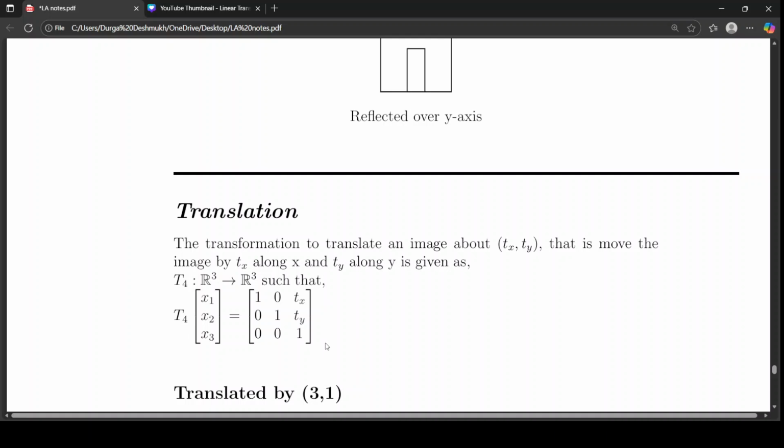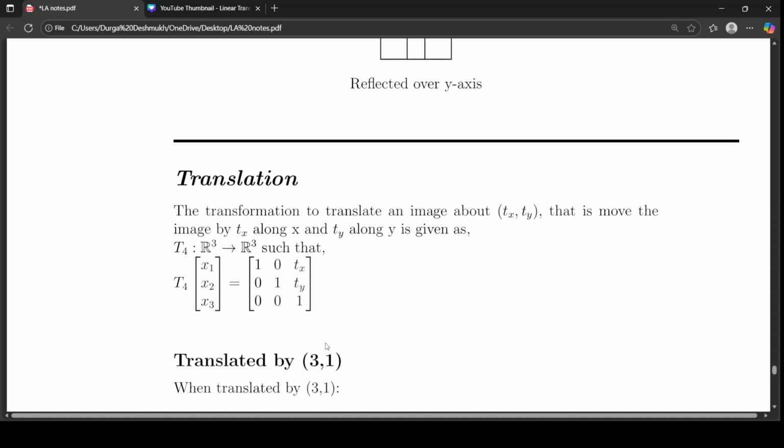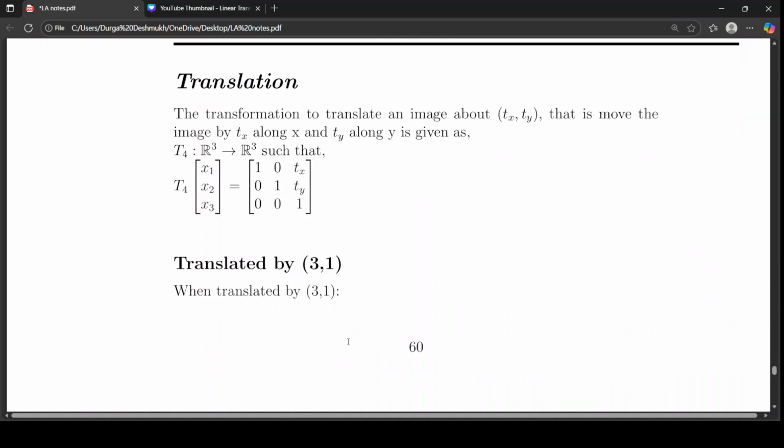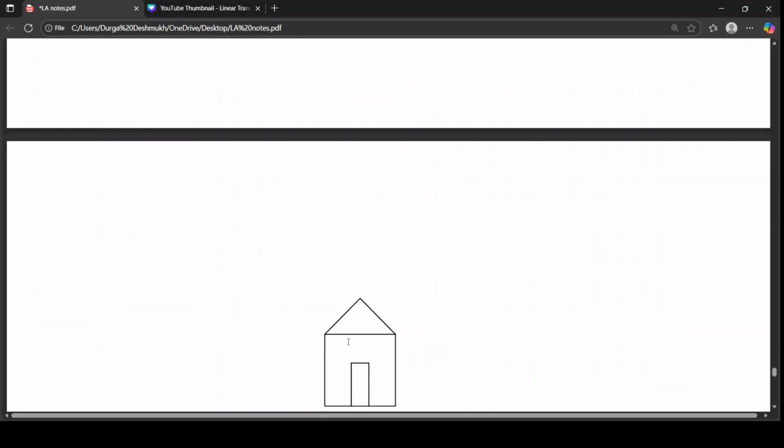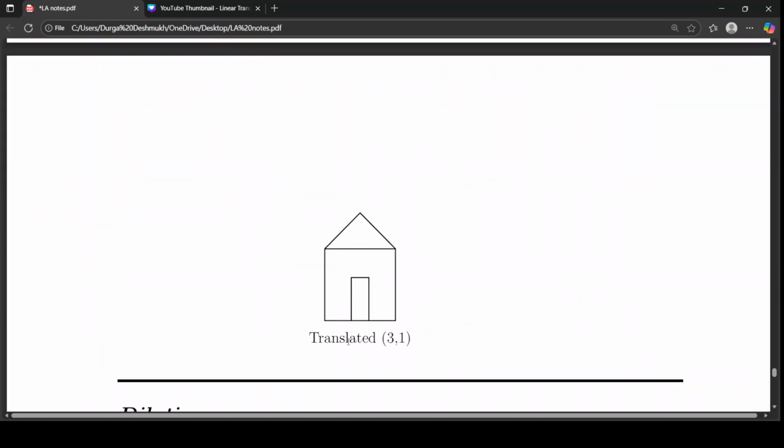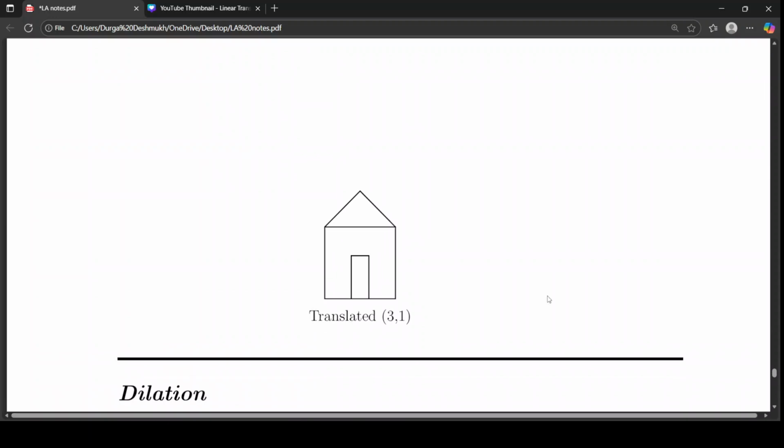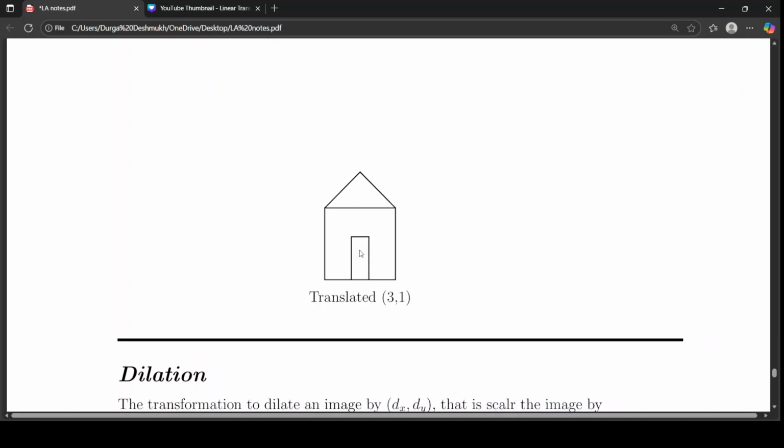So when an image is translated by, suppose, 3,1, we get this. Here it is not quite clear because we haven't mentioned the origin and the axes, but if we do mention them, it will be quite clear that the image has moved from 0,0 to 3,1.